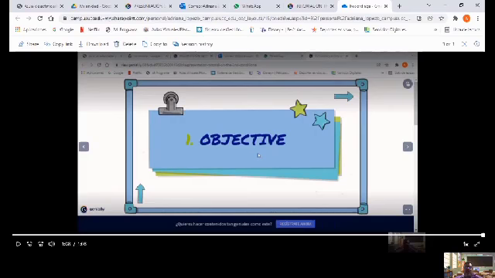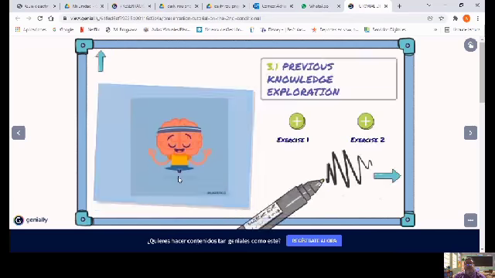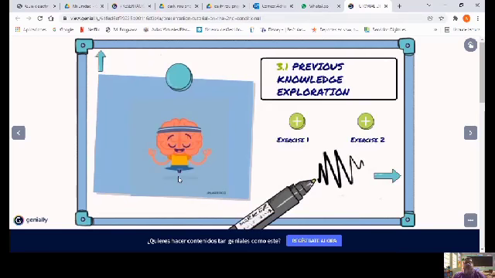Now let's go over the next part, development. Well, development is divided into 4 different stages: previous knowledge exploration, presentation, meaningful learning, and collaborative learning. Let's begin the first part, previous knowledge exploration. So as the title says, we are going to explore previous knowledge. We are going to do 2 different exercises.